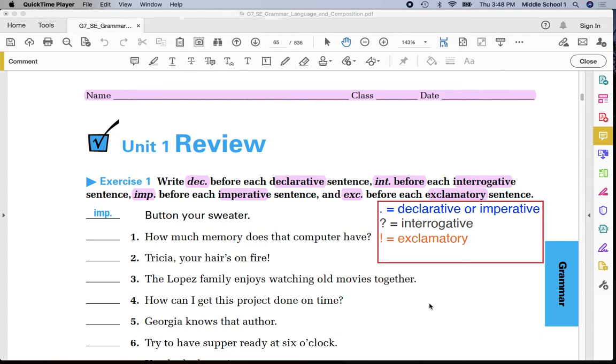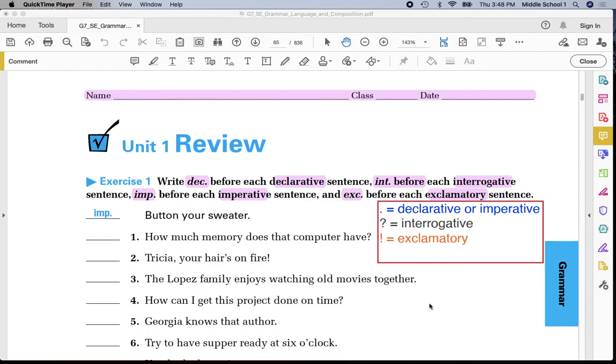We begin by taking a look at the names used to describe the 4 different kinds of sentences: declarative, interrogative, imperative, and exclamatory. On your test next week, you will have a section where you're going to be doing much the same as we'll be doing with these 14 practice sentences.